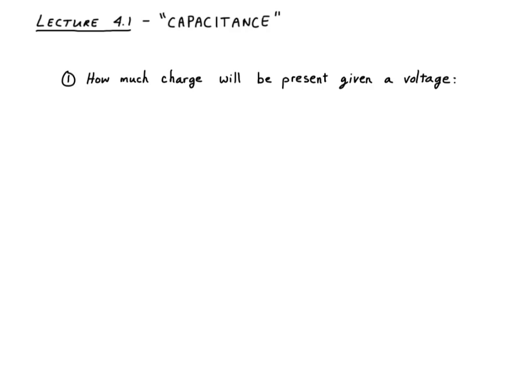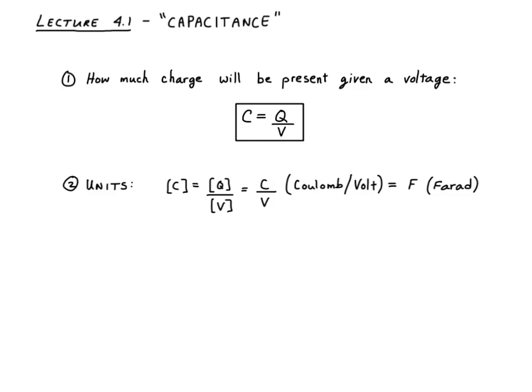The formula for capacitance is very simple. It's given by C equals Q over V, where C here is not coulombs, but capacitance, and Q is the charge, and V is the voltage. The units for capacitance will then be coulomb over volt, or it's also called the farad, F, named after Michael Faraday, who did a lot of experiments with capacitance.